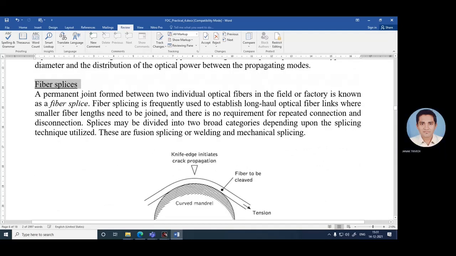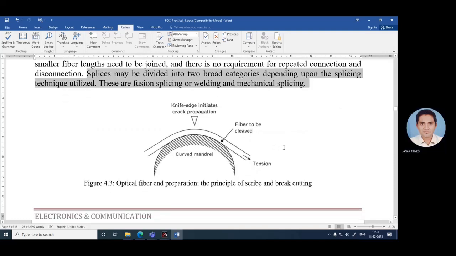Fiber splice. A permanent joint formed between two individual optical fibers in the field or factory is known as a fiber splice. Fiber splicing is frequently used for establishing long-haul optical fiber links where smaller fiber lengths need to be joined and there is no requirement for repeated connection and disconnection. Splices may be divided into two broad categories depending on the splicing technique utilized. These are fusion splicing or welding, and mechanical splicing.